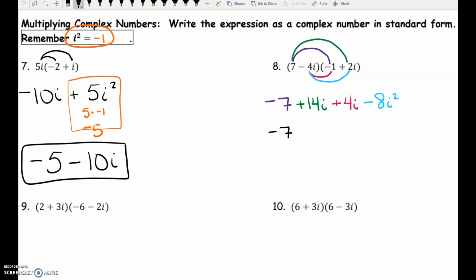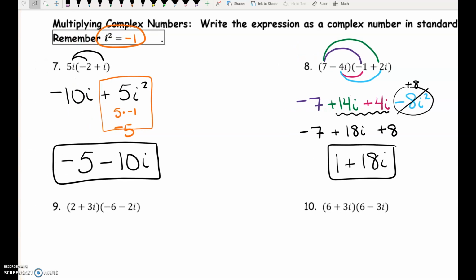We've got -7. 14i plus 4i is 18i. And what is this -8i squared? It's really +8, because this means -8 times -1, which is +8. So what I typically do when I'm doing these problems is I circle that term and I cross it out and I write a +8 above it or below it. So I know that that term really is a +8. That could help you to show less work if you wanted to show less work. So then our final answer is 1 plus 18i.